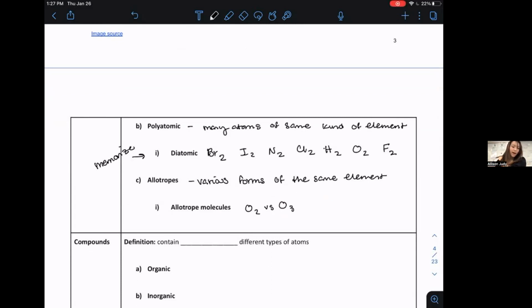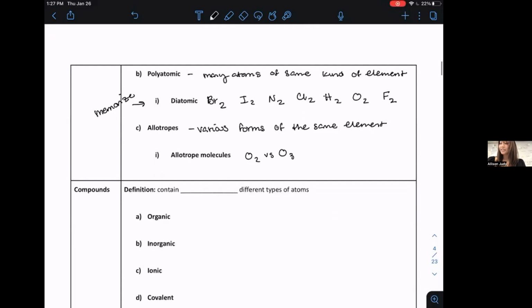So what about compounds? Compounds are defined as containing two or more different types of atoms, different types of elements, chemically bonded together. Note the word I should add: chemically bonded. So we can have organic compounds. That was my specialty, organic compounds. And these always contain C, carbon, and H bonded together.